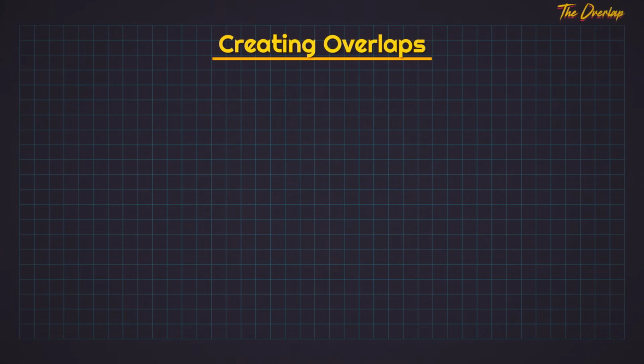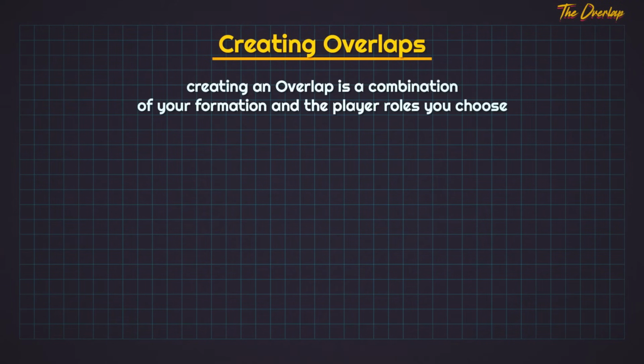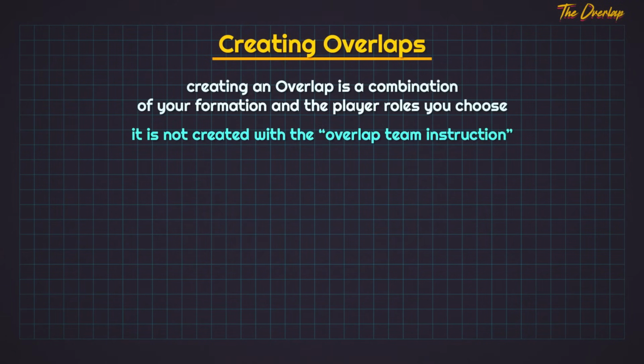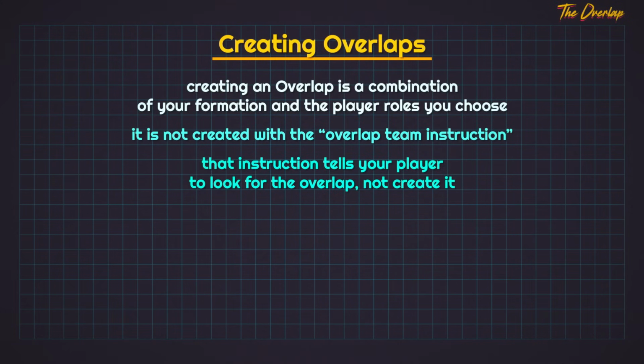Creating an overlap in your tactic requires at least two players, somebody in the advanced position cutting inwards and somebody from a deeper position overlapping him. And like the underlap, it is your responsibility as the manager to create the overlap in your tactic. Because creating an overlap is a combination of your formation and the player roles you choose. It is not created with the overlap team instruction. That instruction tells your team to look for the overlap, not create it.